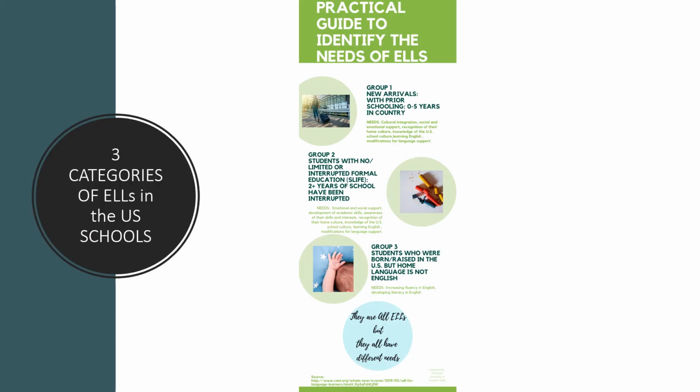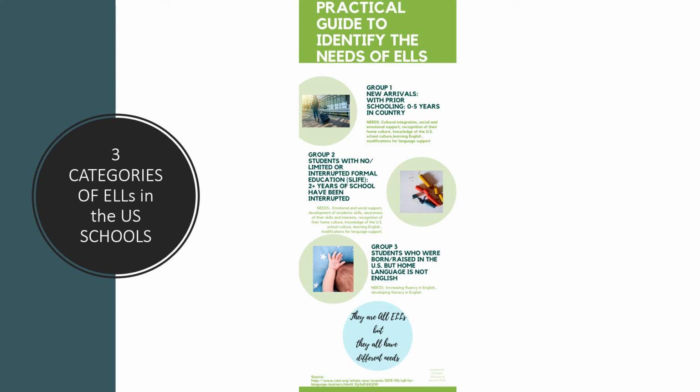Here I'd like to share an infographic that I prepared for teachers who have ELLs in their classrooms. And I can share this in the discussion board if you like, so you can download if you want. Basically, there are three groups of ELLs in the US schools. The first group is new arrivals who had prior schooling experience from 0 to 5 years in their own countries. And so their needs are a lot different from group 3. They have a lot in common with group 2, and I here summarize what their needs might be.